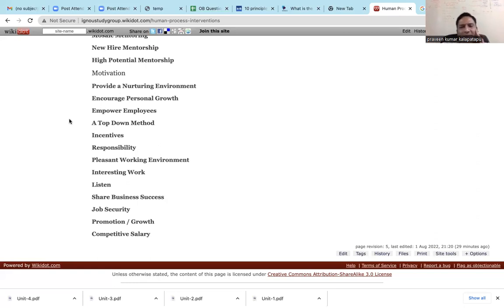You need to provide a pleasant work environment. You need to have interesting work. You should really listen to the employees and their concerns, and take them seriously. You need to share the business success. You need to have job security. You need to give promotion and growth. You need to give competitive salaries. All this is required as far as motivation is concerned. All these are general phenomena. There is nothing fancy about this particular section. This completes unit 4, block 4.